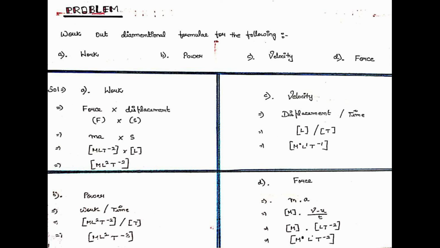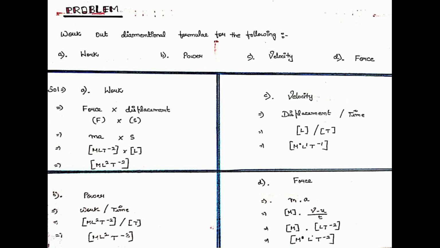Option number B, power. Power we have as work by time. Work we already calculated in the previous option, that we get as m L power 2 t minus 2, and divided by time, which is t. From there we get m L power 2 t power minus 3. Option number C, velocity. We know that velocity is displacement by time. So we already know that displacement is length and time is t. From there we get m0 L power 1 t power minus 1.